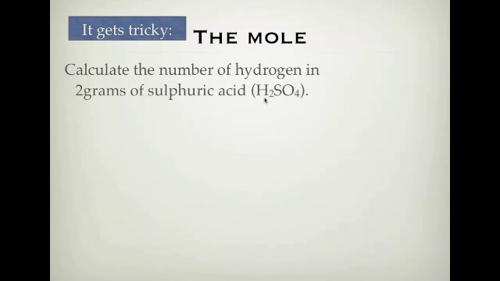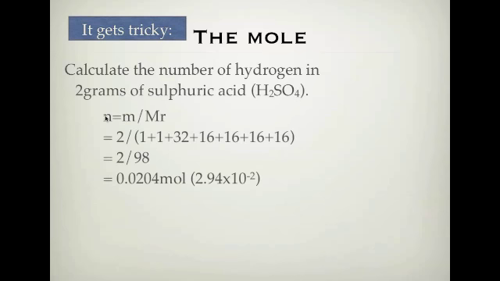First, we need to know how many sulfuric acids we have. So, number of moles equals mass over molar mass. So 2 divided by our molar mass of sulfuric acid equals 0.0204 moles of sulfuric acid. We need to go there first of all. Okay? Because our 2 grams is pure sulfuric acid, we have to find the moles of sulfuric acid first.